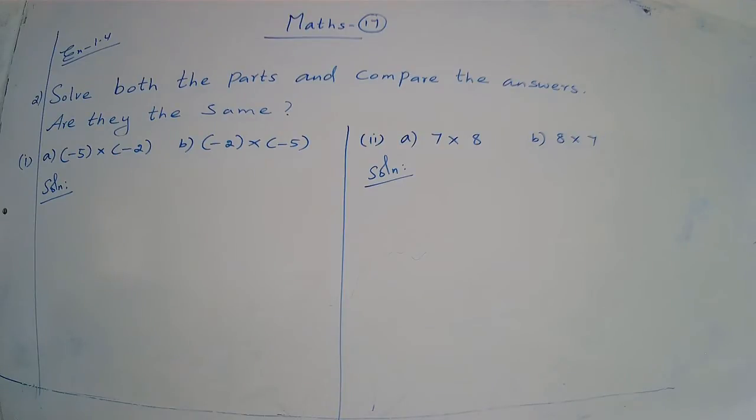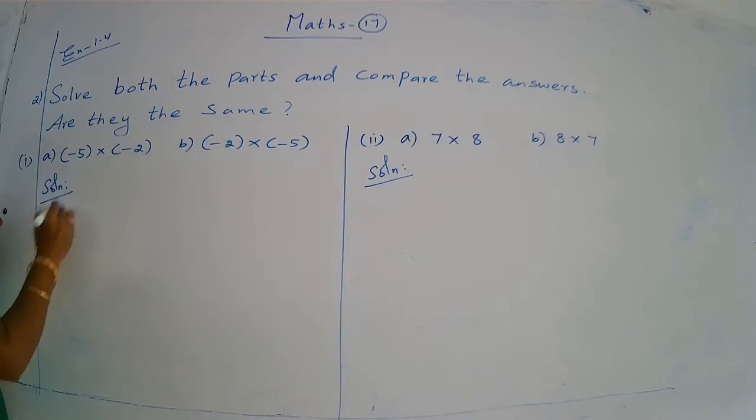Second one. First question already done yesterday. Now the second one. Solve both the parts and compare the answer. Are they the same? A part and B part is given. First of all, you solve the parts. Okay, children, A part, what is given? Minus 5 into minus 2.